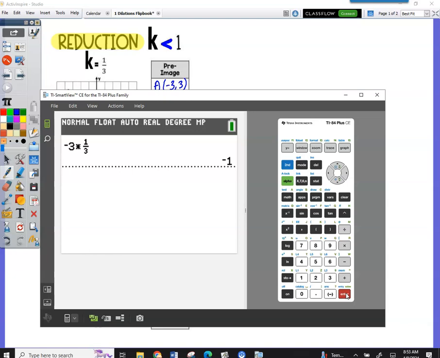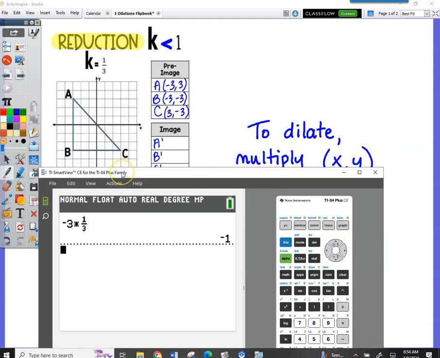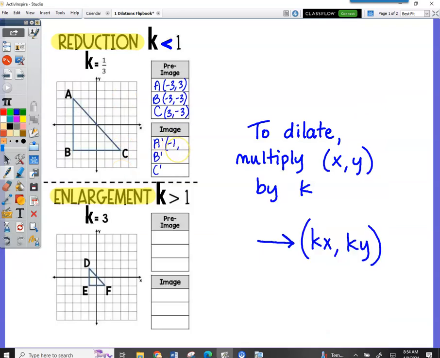If you don't like the math print mode, call me over and I will show you another way to type the fraction. But I like the math print because I can actually see the fraction there. You know what I mean? All right, so this a prime is going to be -1.